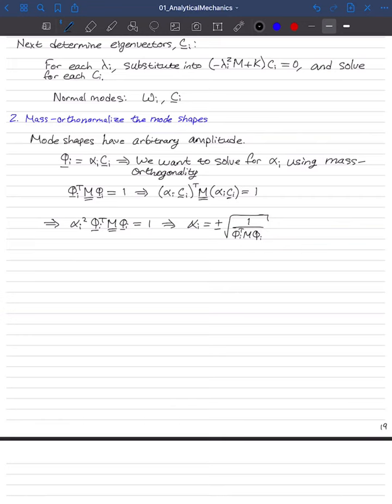So now that we know the alpha i's, we can determine what phi I is. So therefore, what we call the mass orthonormalized mode shapes, and these are phi I. These are our phi I, and in this case, since we know what alpha I is, they're equal to alpha I times c_i. Okay.